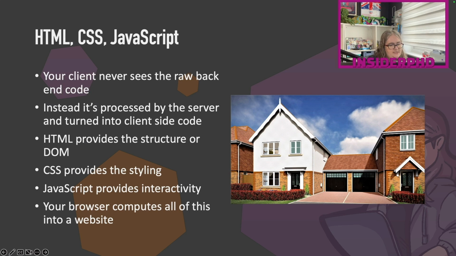You then have CSS. CSS provides the styling. You can think of that as what color bricks they've used, have they painted it, what do the window trims look like? Not important to how the functionality works, but very important for how the visuals look, right? If you just had the plain HTML, you wouldn't be able to tell anything apart. You then have JavaScript. JavaScript provides interactivity. So it defines, hey, you can open doors, hey, you can open windows, etc. Your browser actually computes all of this into a website.